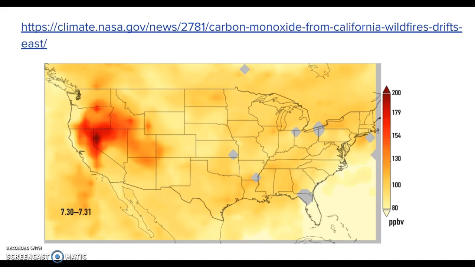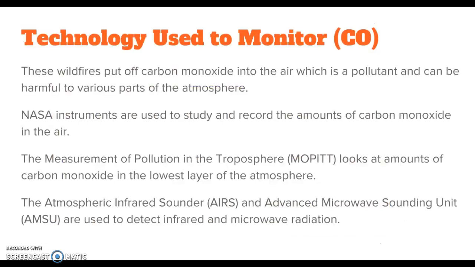And this is a picture that I got from the website listed, and it shows the measurements of the carbon monoxide in the air as parts per billion by volume. The technology we use to monitor the carbon monoxide. First of all, the carbon monoxide is a pollutant that we can pick up on these various technologies, and it's harmful to various parts of the atmosphere.